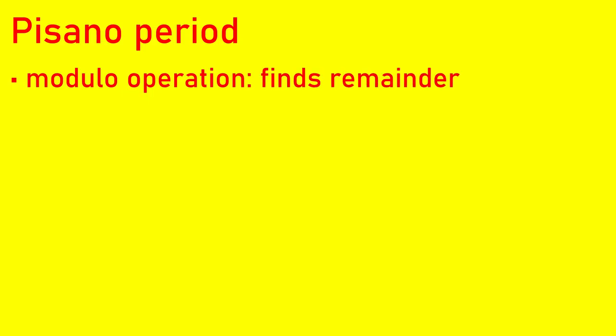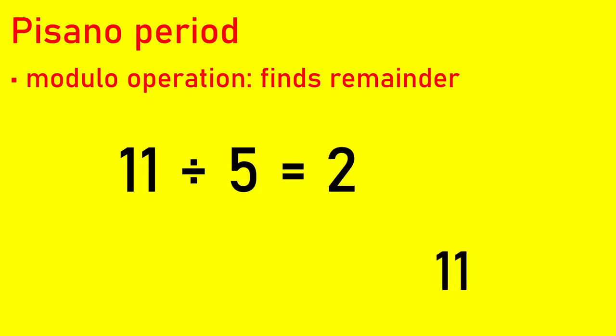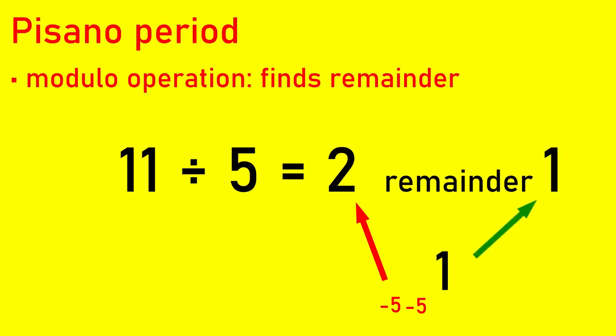So in order to understand Pisano periods, we have to understand the modulo operation. The modulo operation finds the remainder after you divide one integer by another. So if you remember when you learned about division, you probably learned about dividing a number, let's say 11, by a divisor, let's say 5. The result, also known as the quotient, was 2, because you could subtract 2 5s out of 11, and the remainder, or whatever's left over, is 1. So the remainder is 1 after dividing 11 by 5.